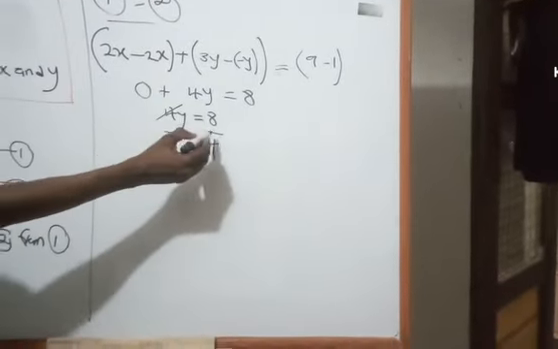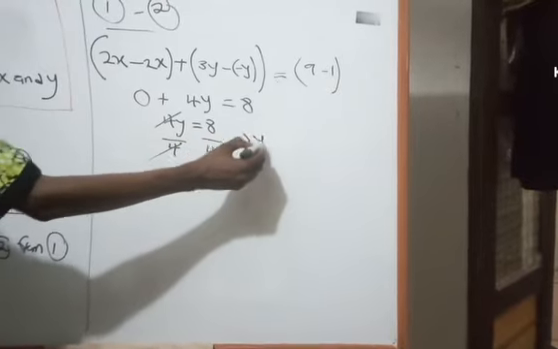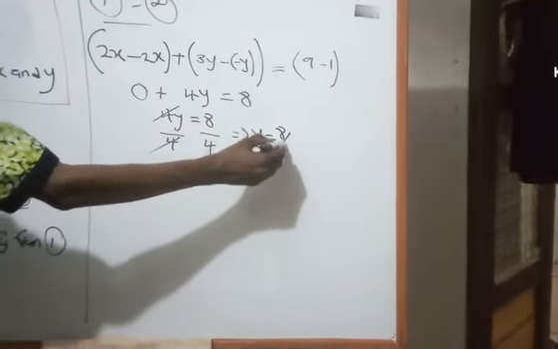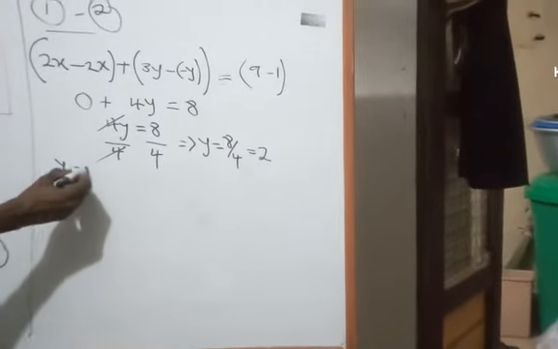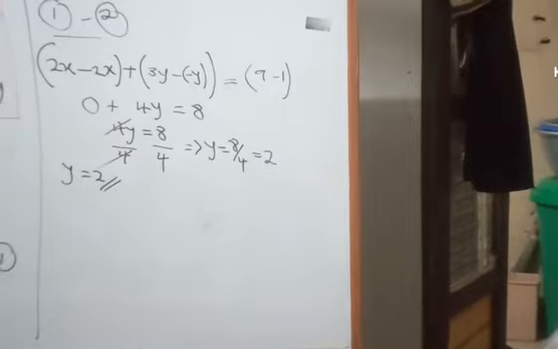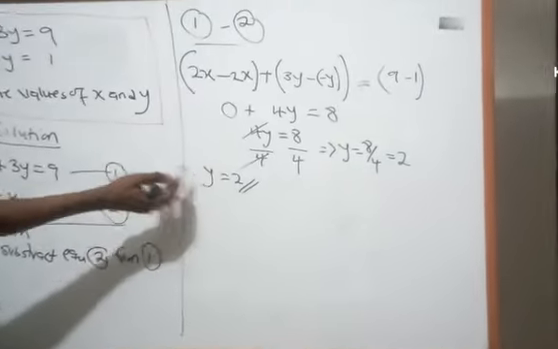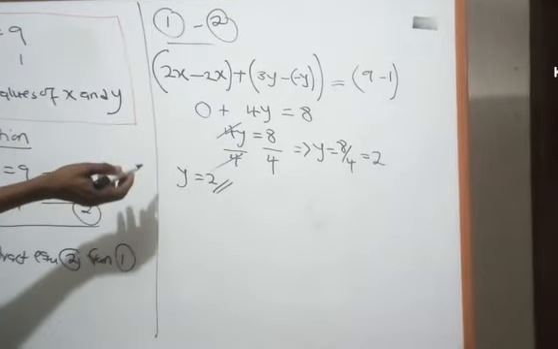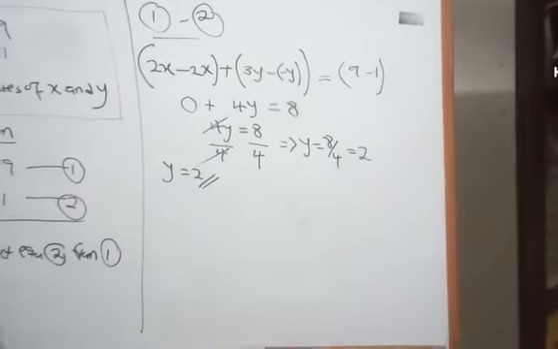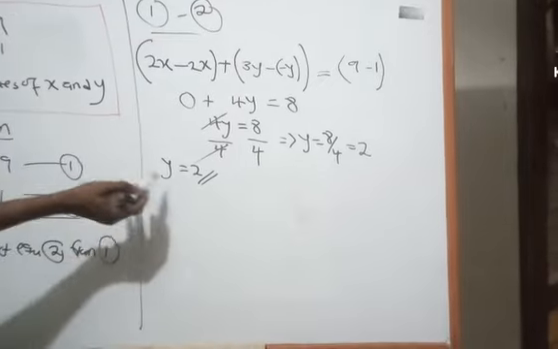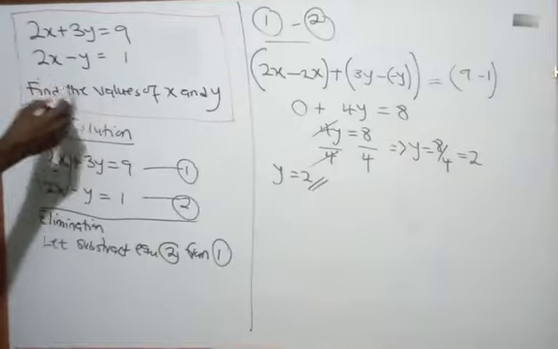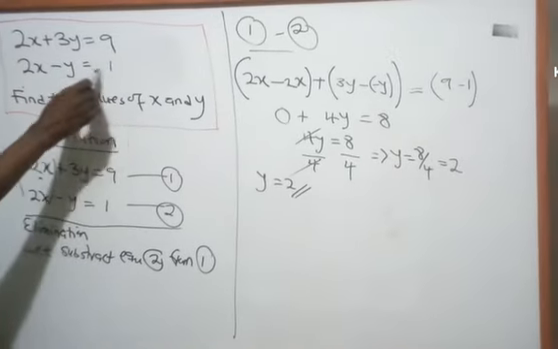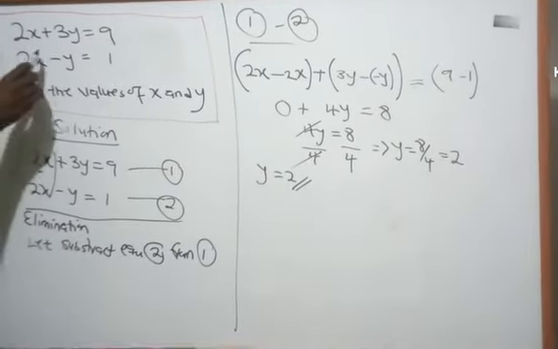So y will now be equal to 8 over 4, which is equal to 2. So our y is equal to 2. So now we have the value for y. Since we have the value for y, it's now going to be easy for us to find the value of x. To find the value of x, we can simply substitute this y value into either the first equation or the second one, so that we can easily find the value of x.